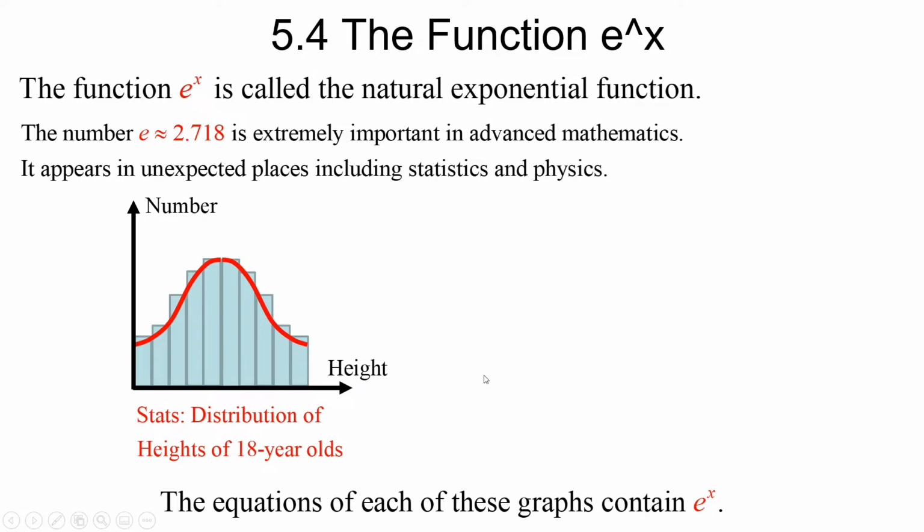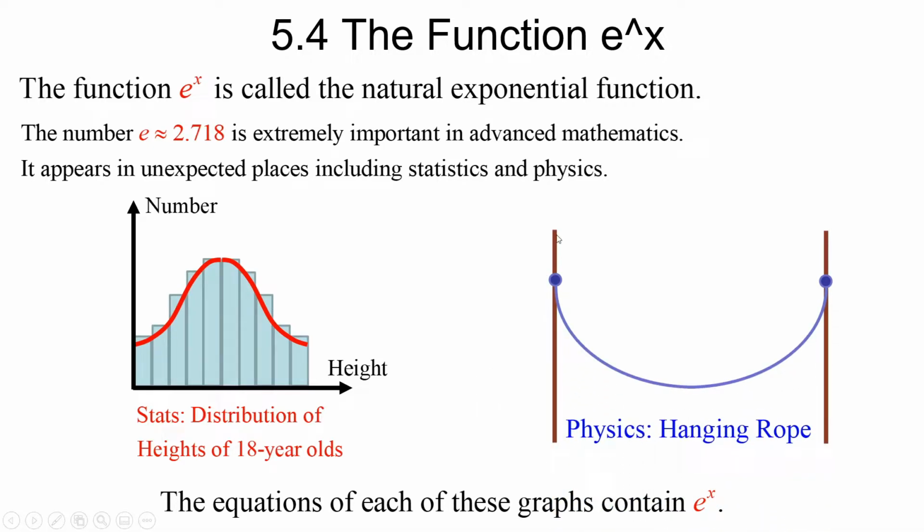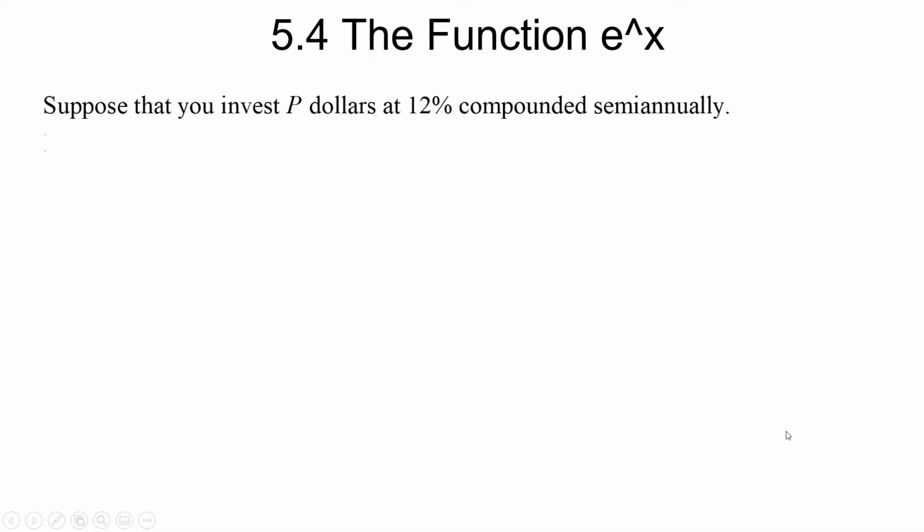Okay, how about physics? If I have two vertical poles and I tie a rope on each end at the same height like that, the rope's going to sag a little bit. This is sagging a lot, all right? And the equation that would represent the height of this rope at any distance between the poles is also going to contain, guess what? An e to the x. So cool. This is very, very important.